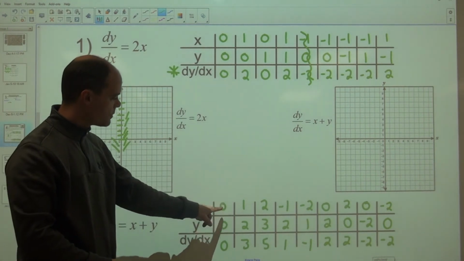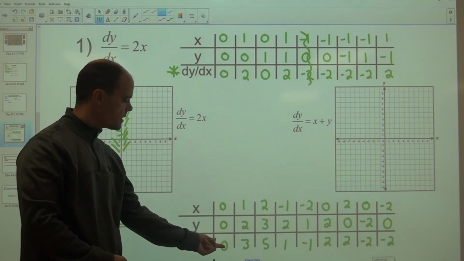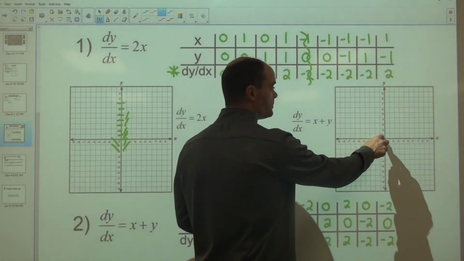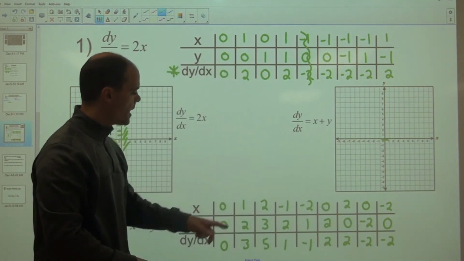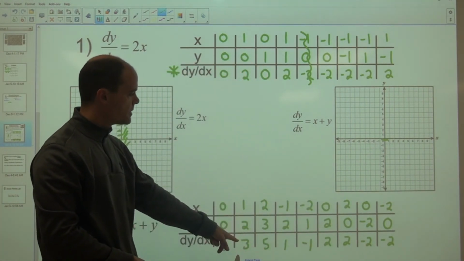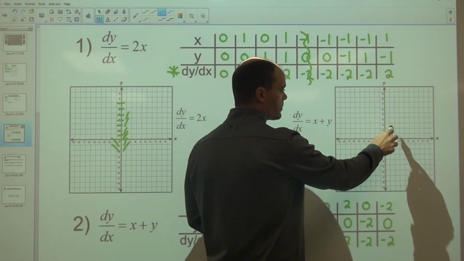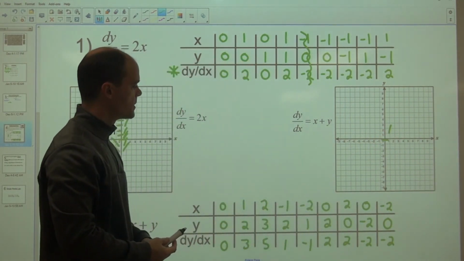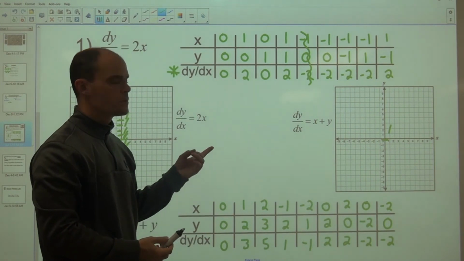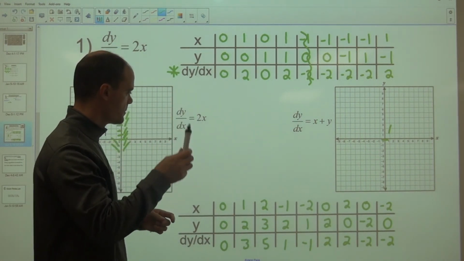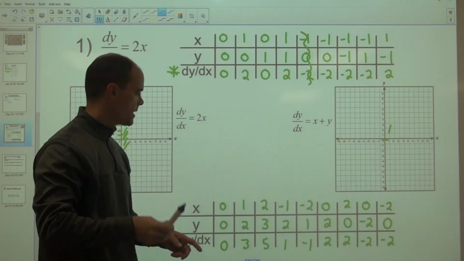So at 0, 0, I would plot a tangent line with a slope of 0. At 1 comma 2, I'd plot a tangent line with a slope of 3. Over 1 up 2, and then a pretty steep little dash there. This graph is probably too small. You're going to have to make little teeny tiny marks. It's hard with this marker, and I also wanted it to stand out on the video.